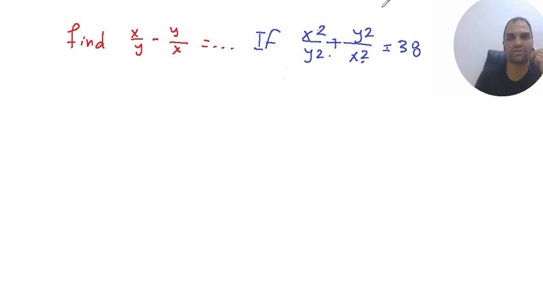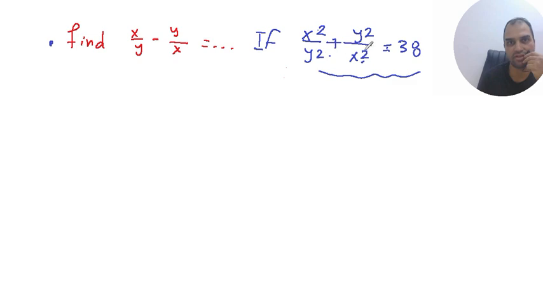In this part, we solve the example, the challenge of mathematics. Okay, already. First, we have this question: find x over y subtract by y over x if x power 2 over y power 2 plus y power 2 over x power 2 equals 38. How can we solve this example?